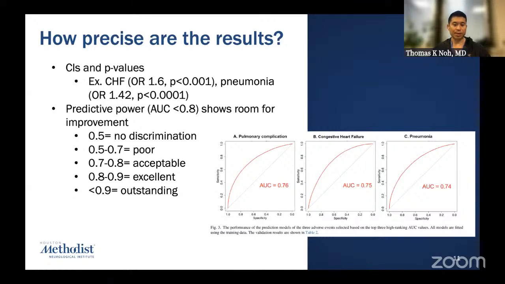And again, if you're looking at the results of this study, the best case scenario in terms of pulmonary complications, the most outstanding number was 0.76, and so that falls essentially anywhere between poor and excellent.